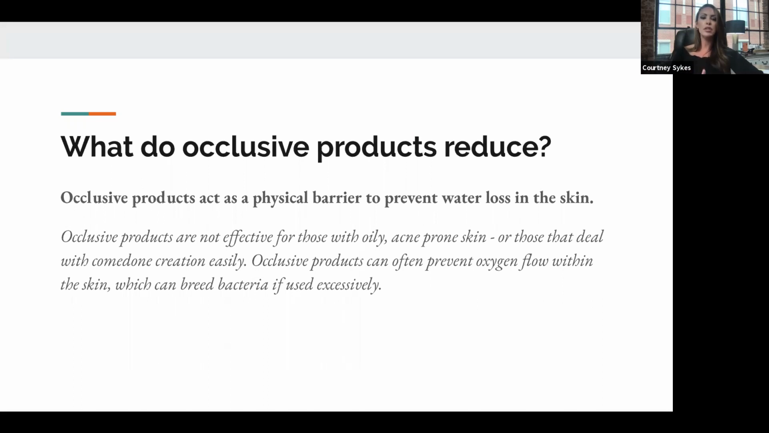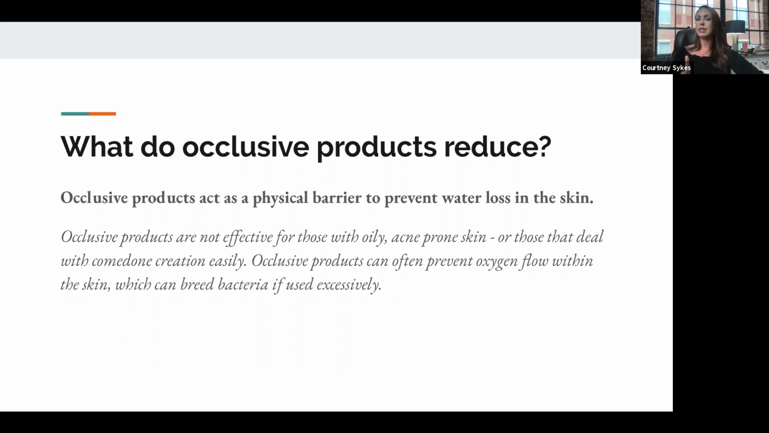So occlusive products act as a physical barrier to prevent water loss in the skin. Okay, let's read on, then we'll discuss. Occlusive products are not effective for those with oily, acne-prone skin or that deal with comedone creation easily. Occlusive products can often prevent oxygen flow within the skin, which can breed bacteria if used excessively. So I will give you a big example of an occlusive product, and that would be Vaseline, okay?